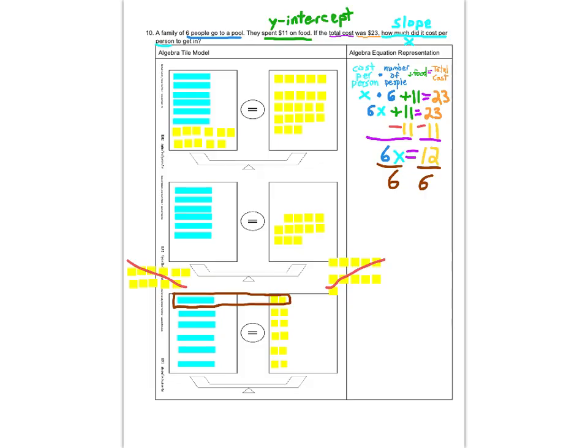So x equals 2. And 2 what? Well, it says cost per person. So cost here, we're talking about dollars. So this is the $2 per person. You'll see this slash is something we use that means per. $2 per person.